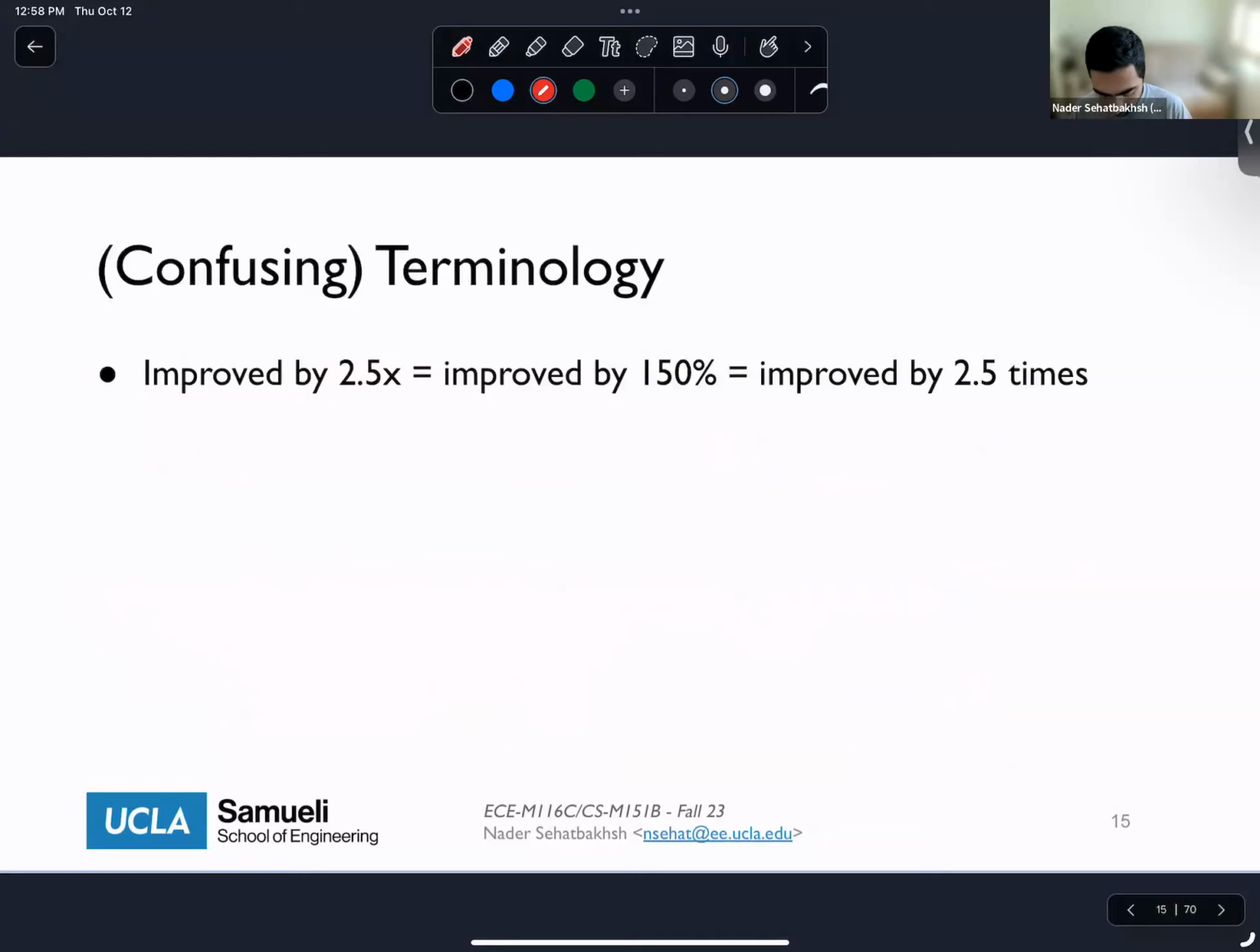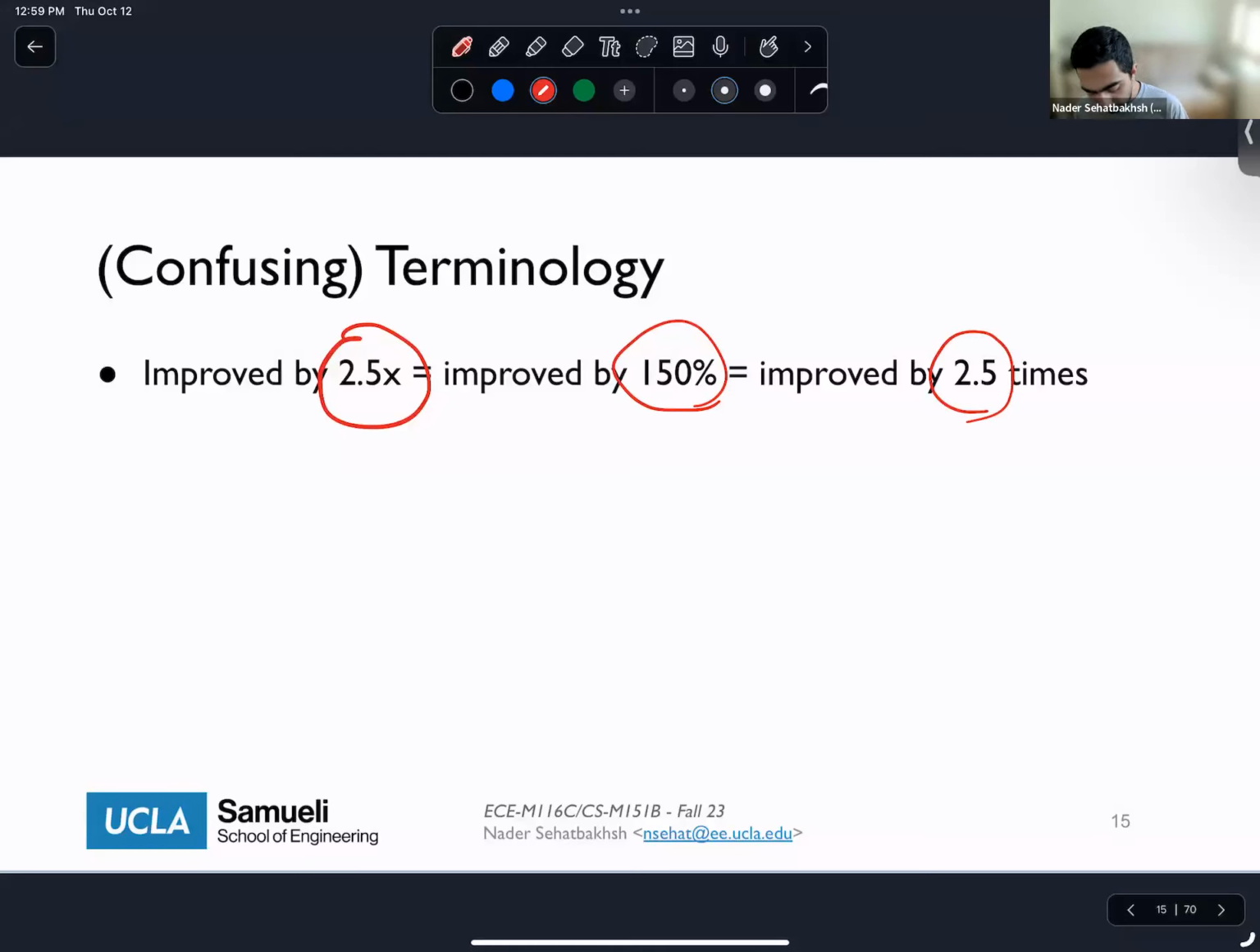So let's continue. Another thing that I want to tell you is there is some confusing terminology that I'm going to use, so I want to clarify that. When I say something has been improved by 2.5x, in other words, it means that it has been improved by 150%, or improved by 2.5 times, okay? So that's something to remember.